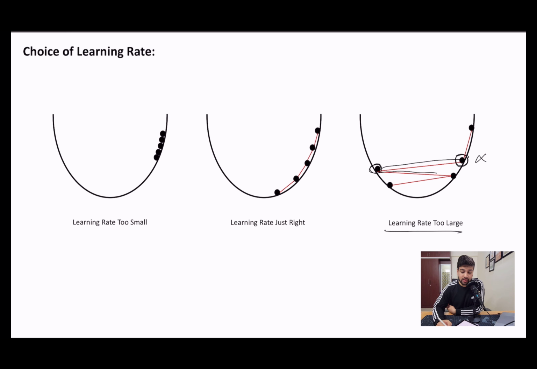And then again you take this location, and then again you take a step and you move to this location. So what will happen is you will continuously keep on flipping across these two locations, because the step that you're taking is so high, so large, and you will never be able to reach the actual global minima that you are supposed to reach. So therefore alpha should not be very large.